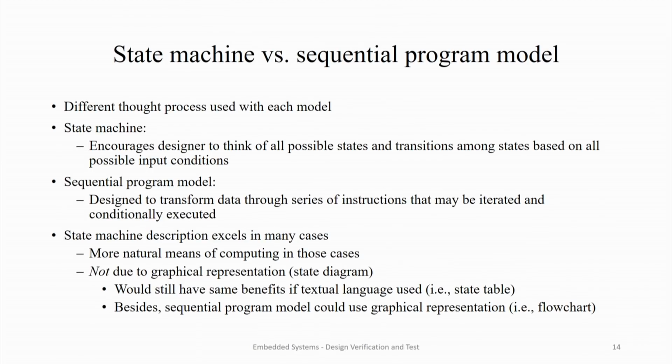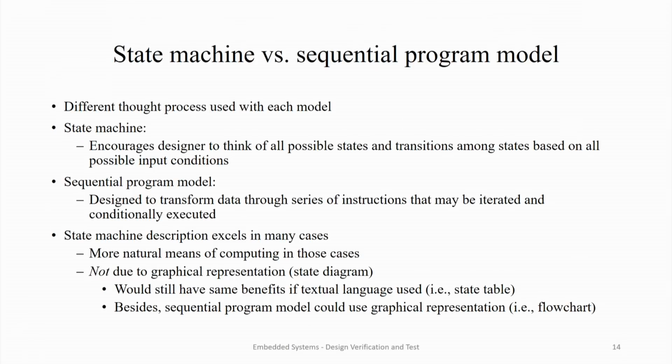One is the state machine model and the other is the sequential program model. How do these two models compare? Actually, two different thought processes go into the design of these two models. The state machine model encourages the designer to think in terms of possible states that the embedded system can be in, and transitions among these states on all possible input conditions. This is how the state machine model allows us to think.